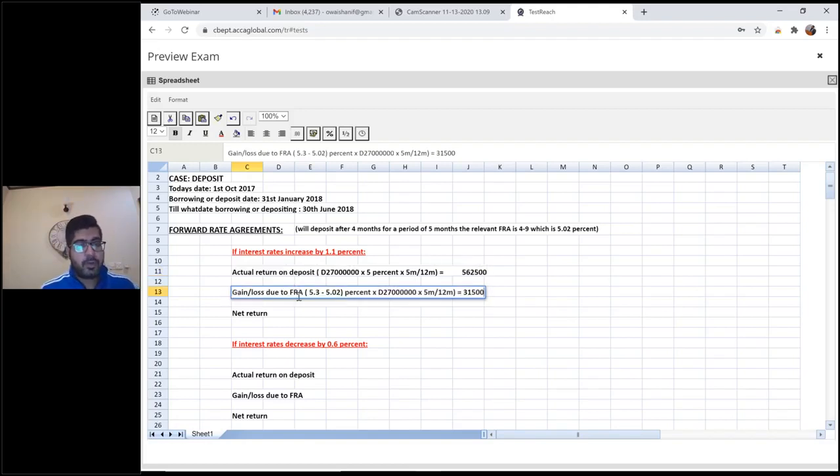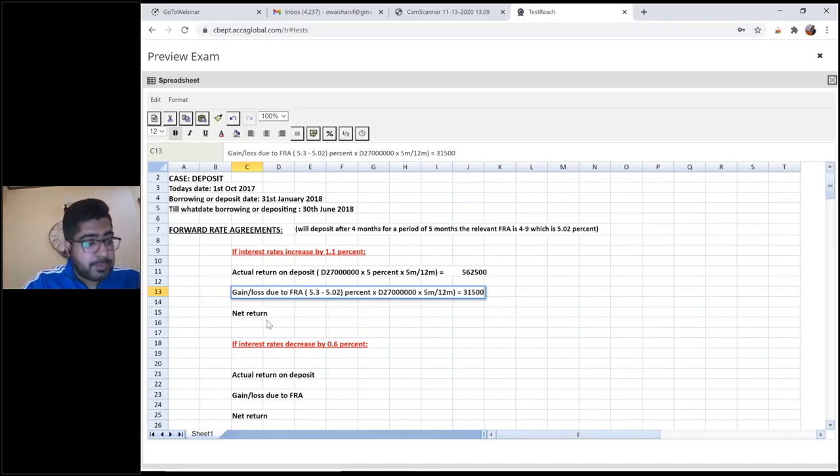The formula of gain or loss due to FRA is the difference in rates. The rates became 5.3, but we locked at 5.02, into amount, into time period over 12. Now, the important thing is whether this is a gain or a loss, because it will be added or deducted.